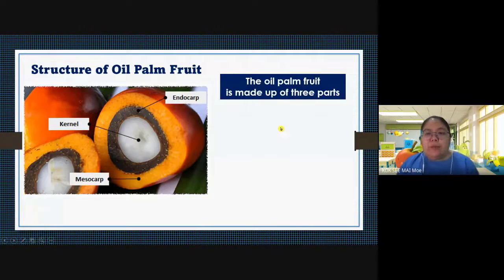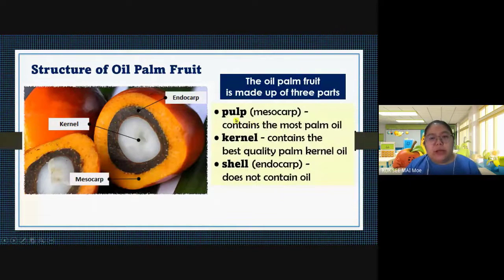The oil palm fruit is made up of three parts. The mesocarp, you can call it the pulp. It contains the most palm oil. The main oil is from the mesocarp. Then the kernel also has oil, and this one is the best quality oil. But the quantity is less, while the quality is good.